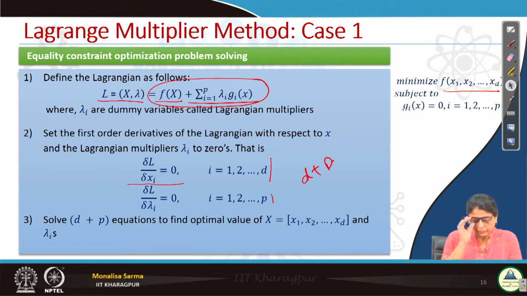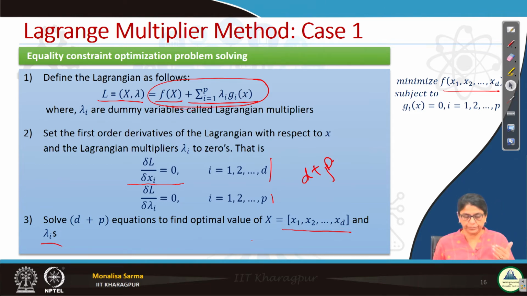and from these d plus p equations, equating all to 0, we will be able to find the values of all the x1 to xd and all the lambda i's, lambda 1, lambda 2 up to lambda p. From these d plus p equations we will be able to get these values.